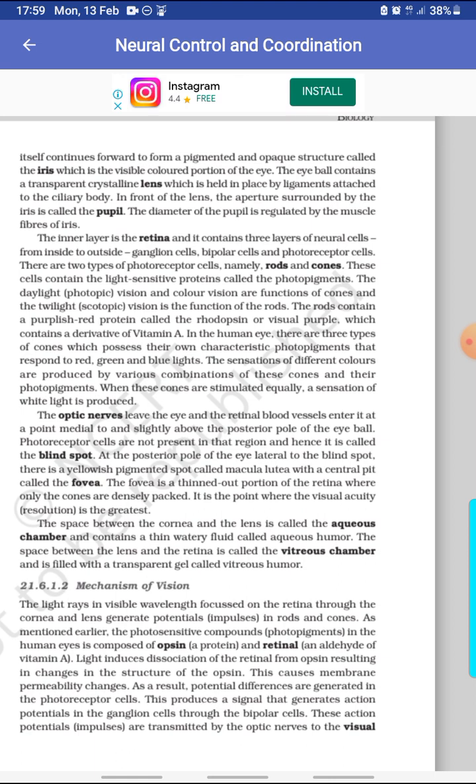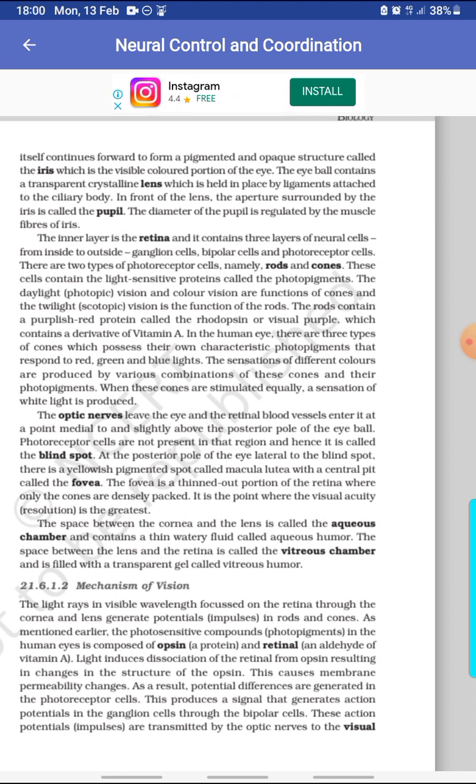The optic nerves leave the eye and the retinal blood vessels enter it at a point medial to and slightly above the posterior pole of the eyeball. Photoreceptor cells are not present in that region and hence it is called the blind spot. At the posterior pole of the eye, lateral to the blind spot, there is a yellowish pigmented spot called macula lutea with a central pit called the fovea.